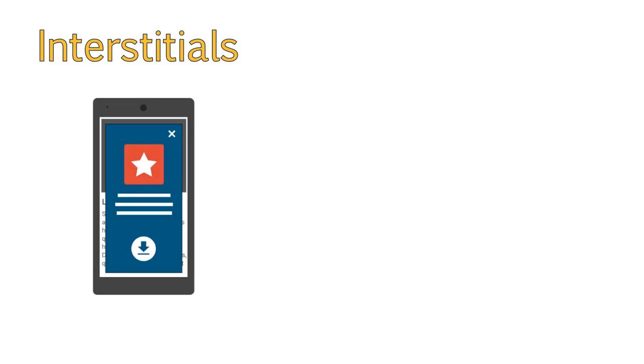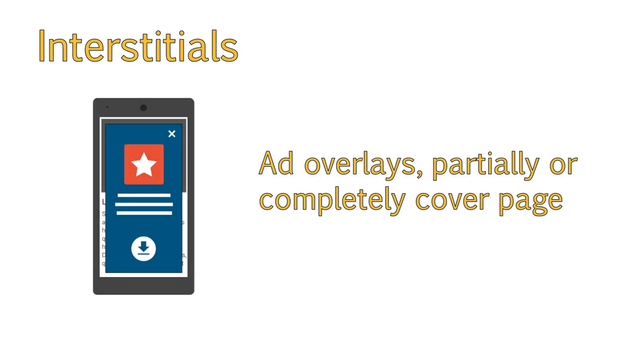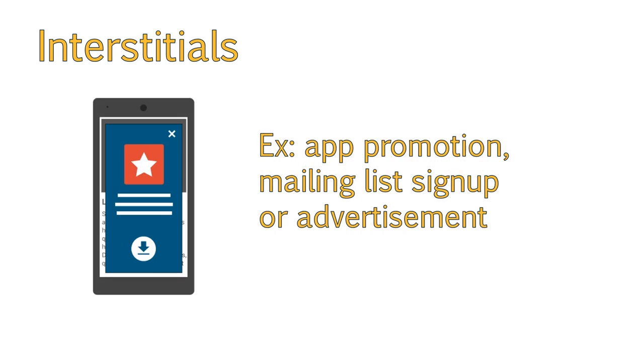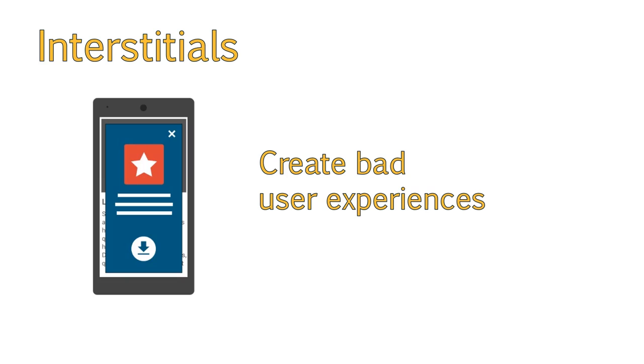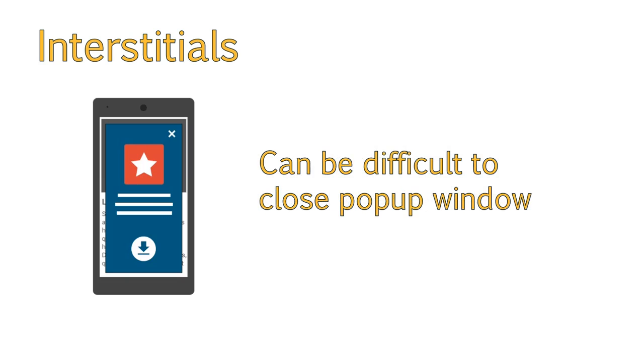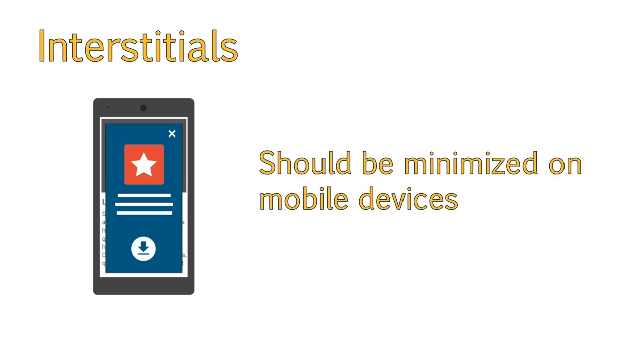Another specific is the use of interstitials. Interstitials are those typical ad overlays that partially or completely cover the content of a page a user is visiting. These are seen on devices where a website might be promoting a native app or a mailing list sign-up form or an advertisement, and make for a bad user experience. In extreme cases, the interstitial is purposely designed to make it difficult for the user to X out and view the real content. Any interstitial page significantly impacts the user experience and should be minimized on mobile devices.